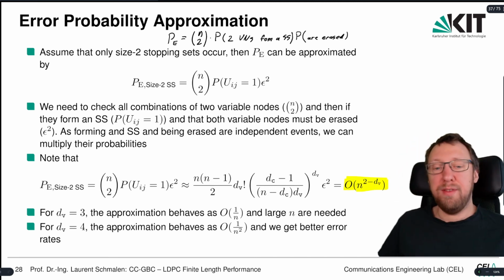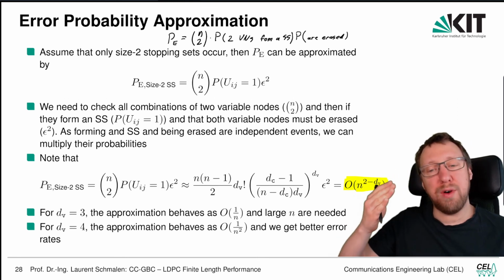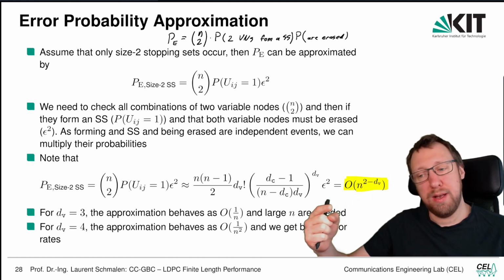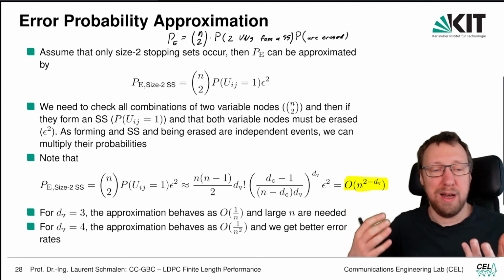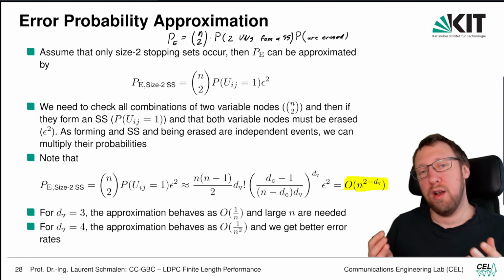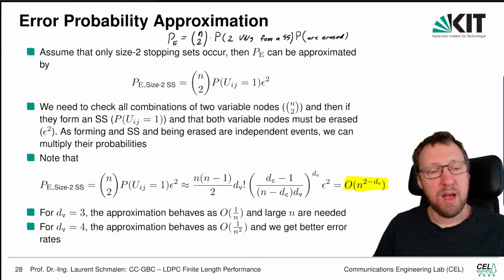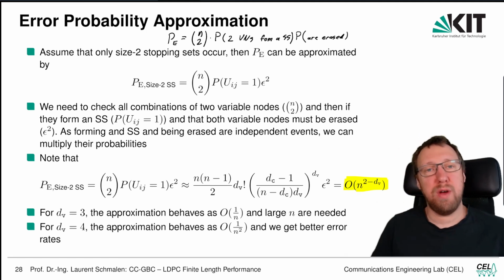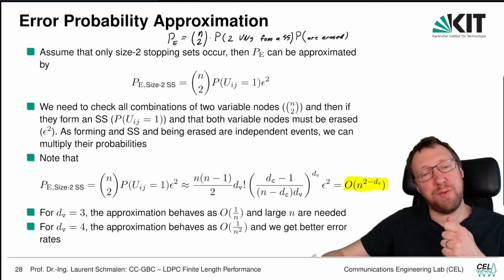So if dv equals 3, the approximation behaves as O of 1 over n. 1 over n decreases very, very slowly. So it means we need a very large n in order to get a low error probability, because it just decreases with 1 over n. If we increase dv, if dv is equal to 4, the approximation behaves as 1 over n squared, and it decreases much faster. So the error probability goes down much faster.